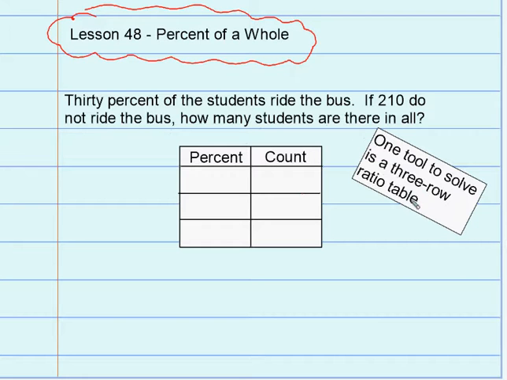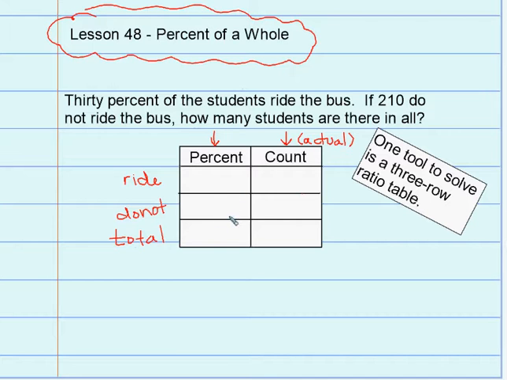Okay, one tool to solve this is a 3-row ratio table. So you're going to put a column for percent and a column for count or actual, and we need to put row identifiers. So we have students that ride the bus, we have students that do not ride the bus, and we have a total.